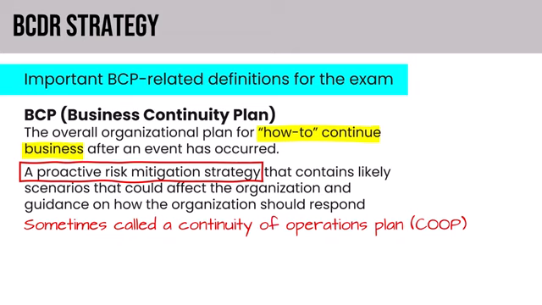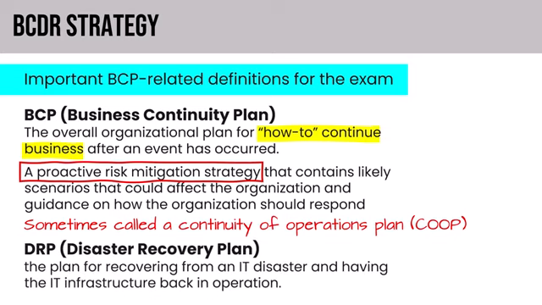Now, depending on the sources you look at, some sources will call out a subtle difference between a business continuity plan and a continuity of operations plan. If you look at the common body of knowledge for the CCSP exam, these two are considered one and the same. And then the disaster recovery plan, again, is the plan for recovering from an IT disaster and having the IT infrastructure back in operation. One is business focused, the other is more tech focused.